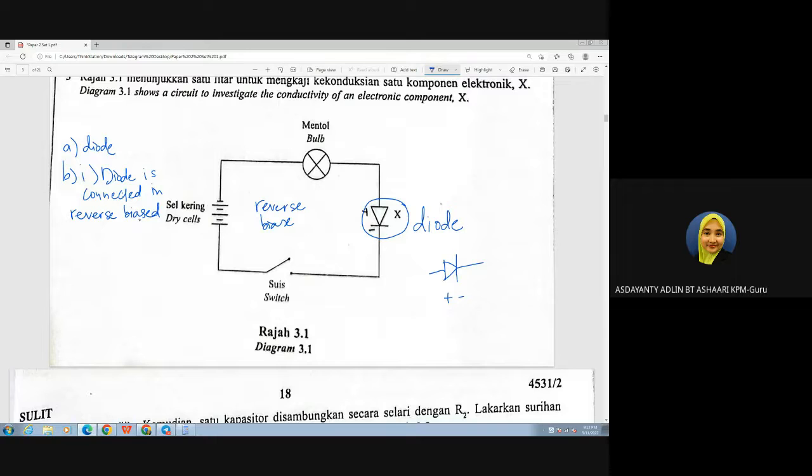Okay, so what we have to do, number 2: change the terminal of the diode. Atau reverse the terminal of the diode. Or you can say change the terminal of the dry cell, reverse the terminal of the dry cell. Accepted. Both answers. Either you change the terminal of the dry cell or you change the terminal of the diode. Okay, C.